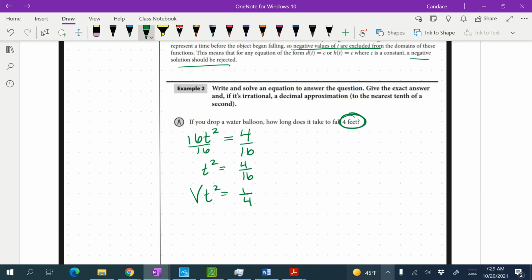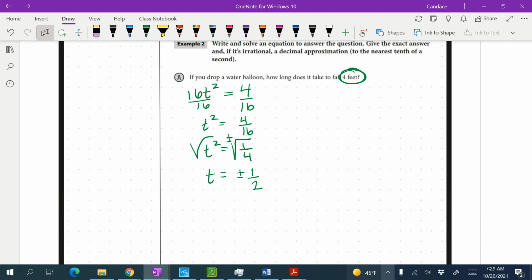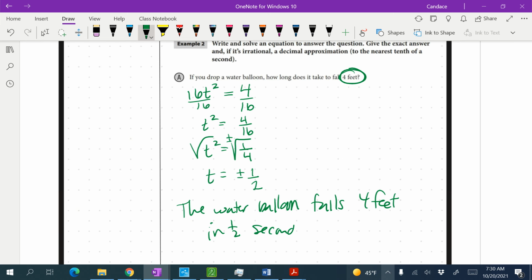I'm going to undo the square by taking the square root of both sides. When I take the square root of both sides, I have to do a plus or minus. The square root of 1 is 1 and the square root of 4 is 2. Now, I do have a negative answer here, and I said we needed to reject that because it doesn't make sense to go in negative time. So we would conclude that the water balloon falls 4 feet in 1/2 a second.